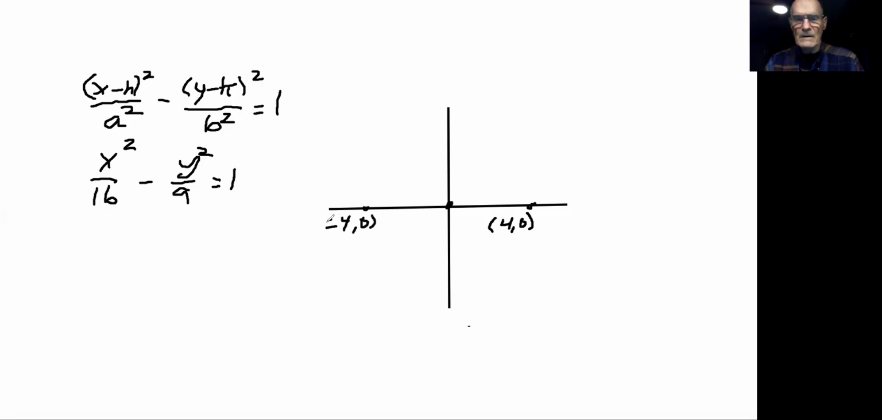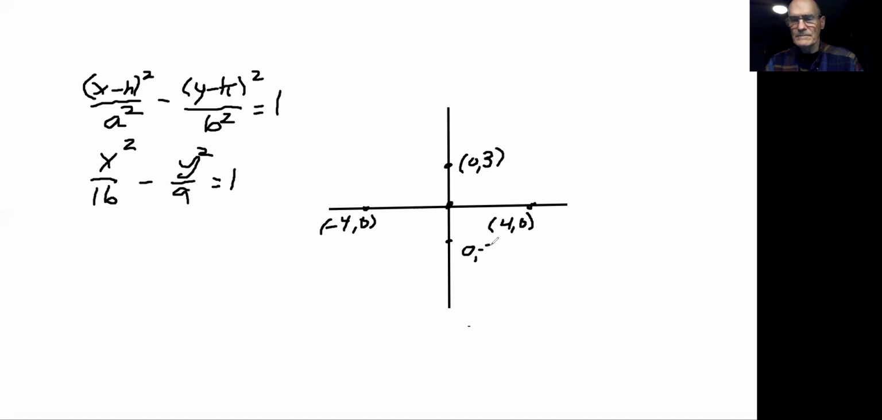Then the number under the y term is 9. We take the square root of 9, that's 3. So that means we go up and down 3. We'll go up to a point which is 0, 3, and down to a similar point, which is 0, minus 3.